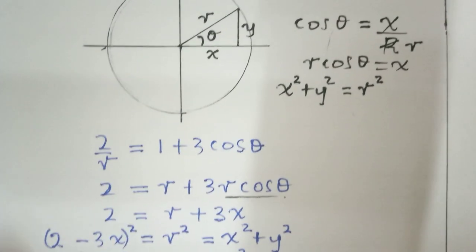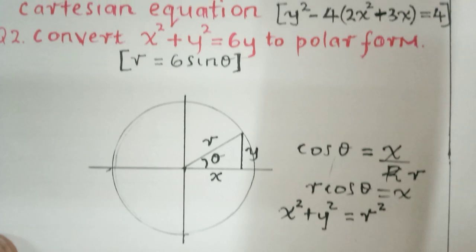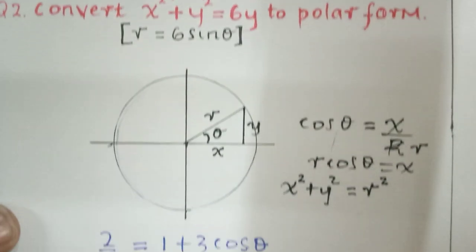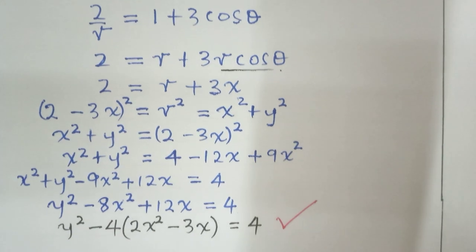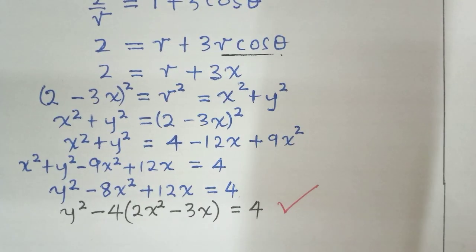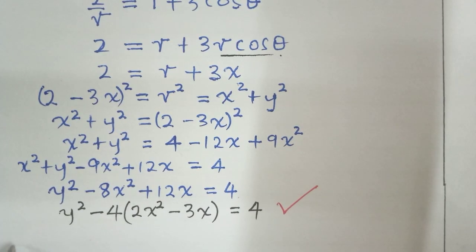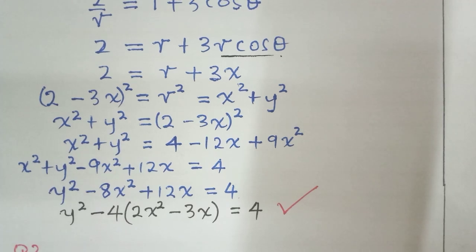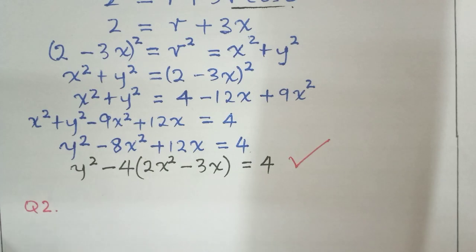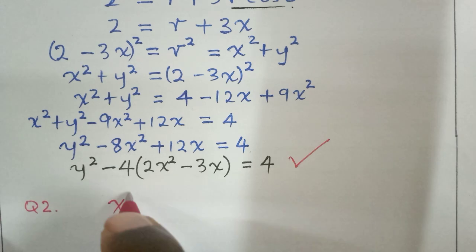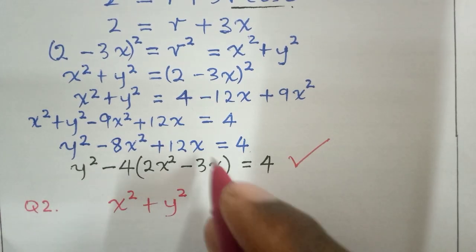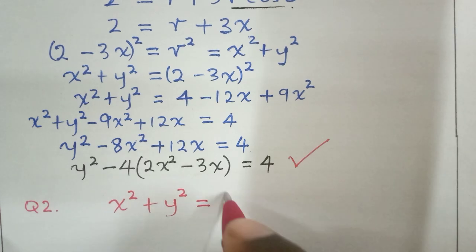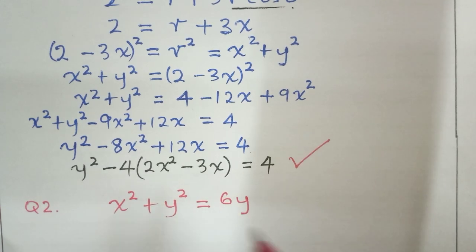And so it's like that, guys. Our question is like that. So let's go to the next question, guys, which is to convert that to polar form. Maybe I can write it here. Question 2. It says convert x squared plus y squared equals 6y to polar form.